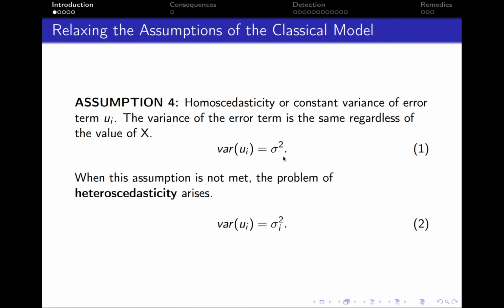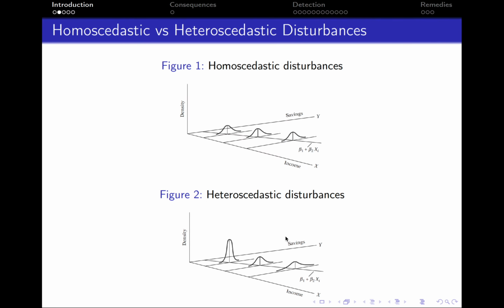However, if we have heteroscedasticity, this condition is no longer met, and what we usually have is the following. Now the variance is equal to sigma i squared, and this i represents the fact that sigma will be different for each observation. Let's see how it looks graphically. When we have homoscedastic error terms, or disturbances, this is how the density function looks like.